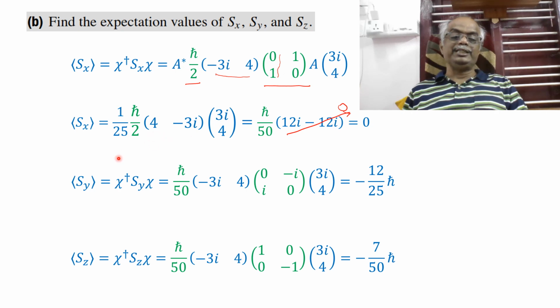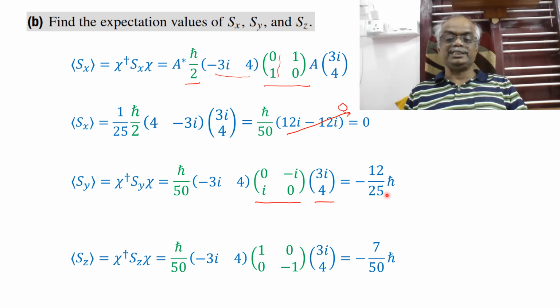Similarly, you do it for the Sy matrix. So for the expectation value of Sy, you do the same thing. Here h cross divided by 50, 2 into 25, 50 naturally. This row matrix, the Sy matrix, and the column matrix. If you multiply, doing the same thing here, and after simplification, you will get minus 12 over 25 h cross.